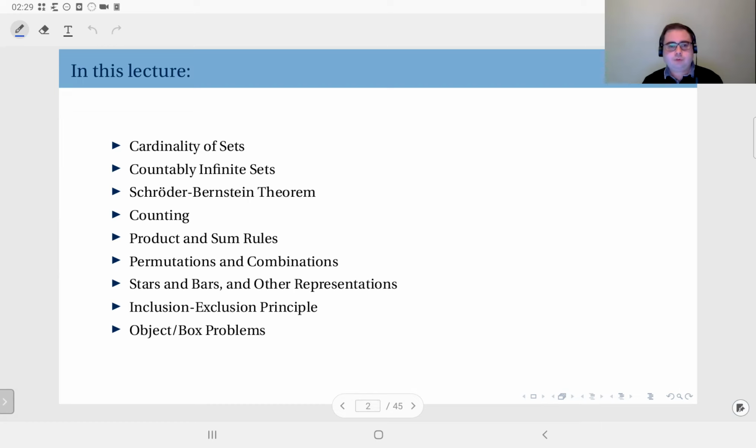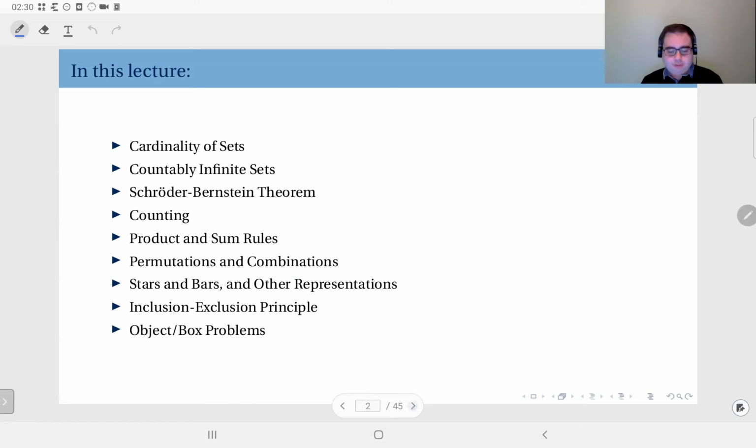In this context, of course, we are going to talk about product and sum rules, which are quite basic and elementary, permutations and combinations again. And towards the end of this class, we are going to see some maybe advanced subjects such as representations that help us enumerate certain structures, the inclusion-exclusion principle, and the so-called object box problems.